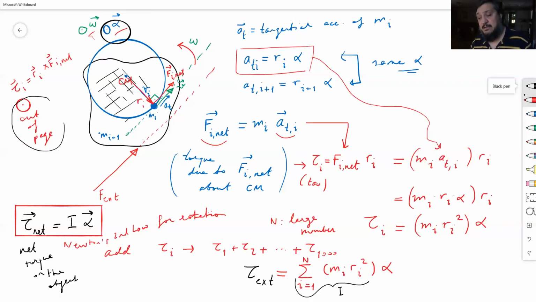What about momentum, right? We have a linear momentum. Does it also have a rotational counterpart? Yes, it does. It's called angular momentum. So I'm going to talk about that in the coming videos. And we're going to finish this chapter, okay?